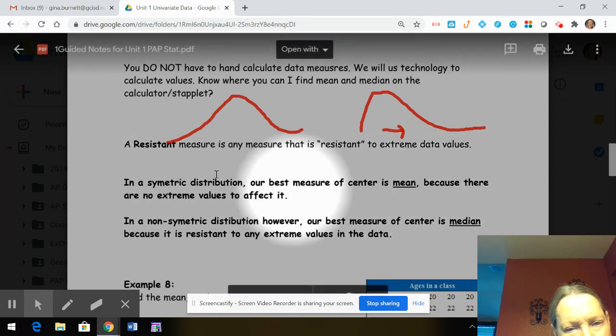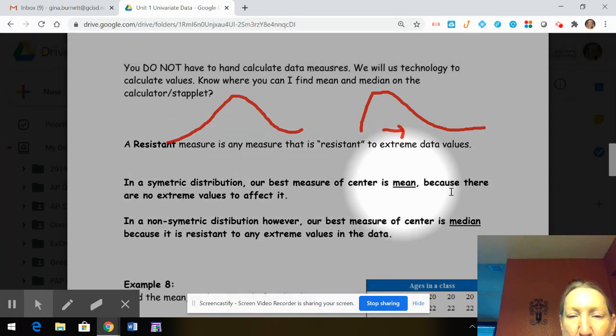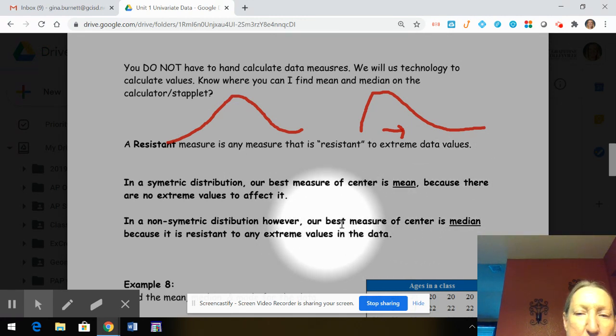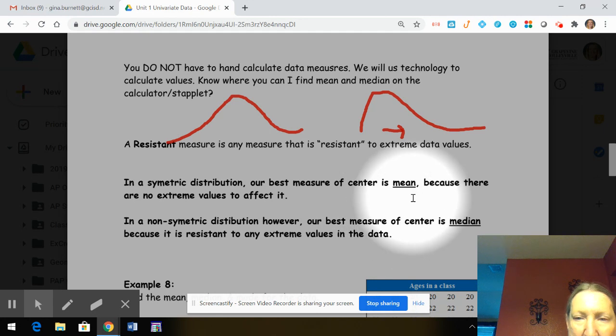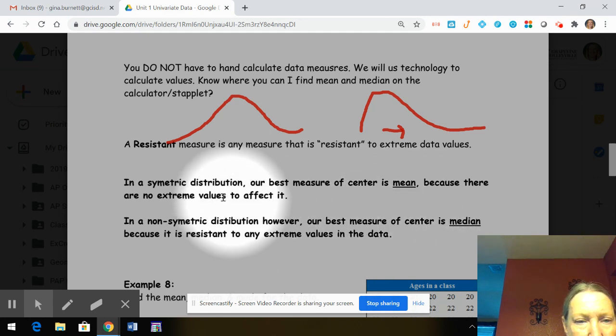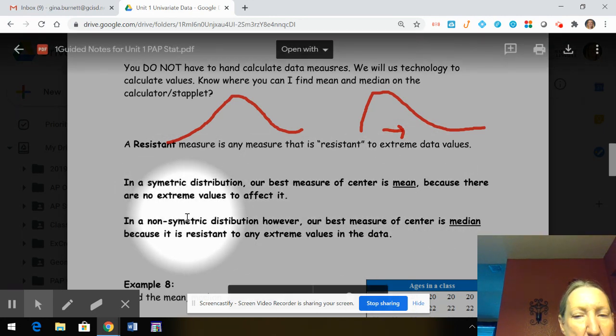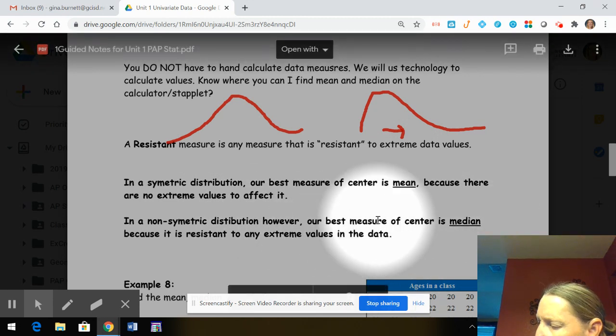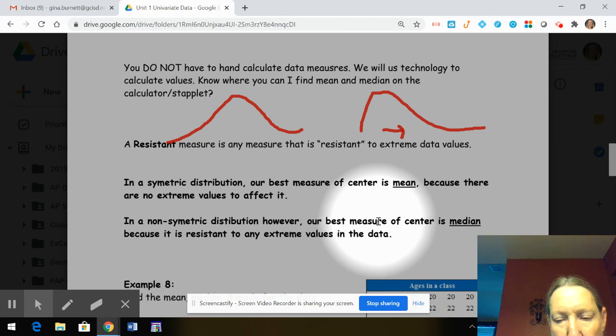Make sure that you understand that, because you're going to see lots of questions that ask you which would you choose to represent center. And it's all based on shape. Symmetric, mean. Non-symmetric, median. When you pick your measures of center, then that's what we're looking at.